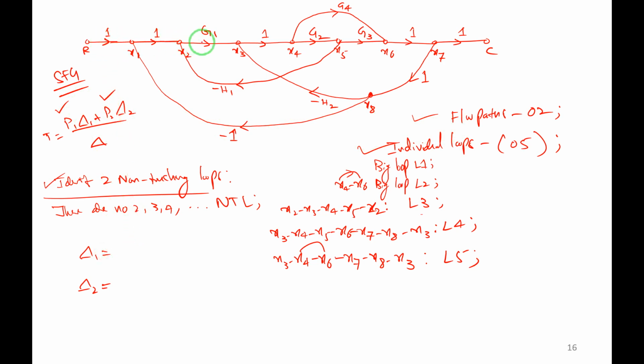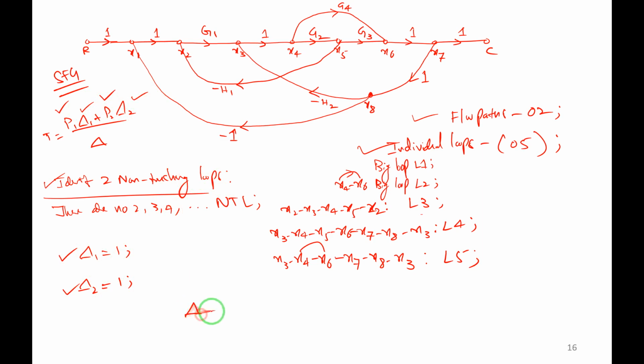So this is the first forward path. All the loops are touching, so delta 1 is 1. Delta 2, the second forward path, is this. Observe here. Take the jump. This is the second. Since all the loops are touching here, delta 2 is also 1. So delta 1 and delta 2 are 1. So we have found out delta 1 and delta 2.